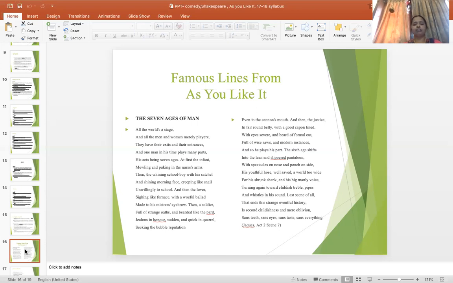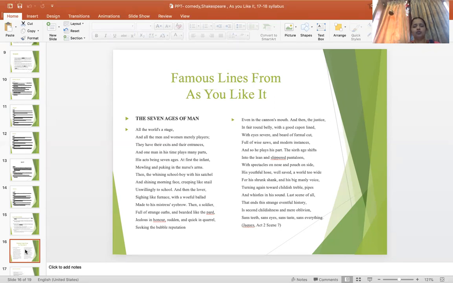At first, the infant, mewling and puking in the nurse's arms. Then the whining schoolboy. First one is infant, next one is schoolboy, with his satchel and shining morning face, creeping like a snail, unwilling to go to school. And then the third one is lover, sighing like a furnace with a woeful ballad made to his mistress' eyebrow. And the next one is a soldier, full of strange oaths, bearded like the pard, jealous in honor, sudden and quick in quarrel, seeking the bubble reputation.